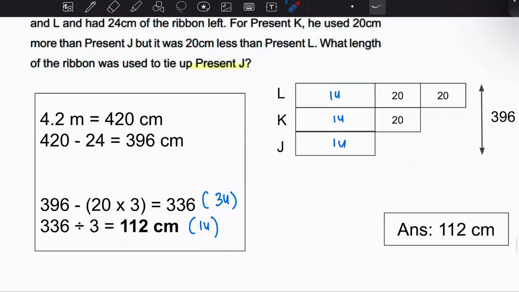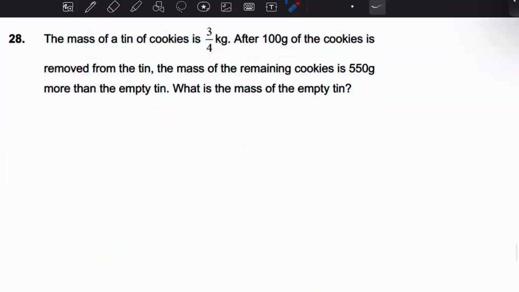All right. Next question. Question 28. The mass of a tin of cookies is 3/4 kg. So which means that the tin plus the cookies is 3/4 kg. After 100 grams of the cookies is removed from the tin, the mass of the remaining cookies is 550 grams more than the empty tin. What is the mass of the empty tin?